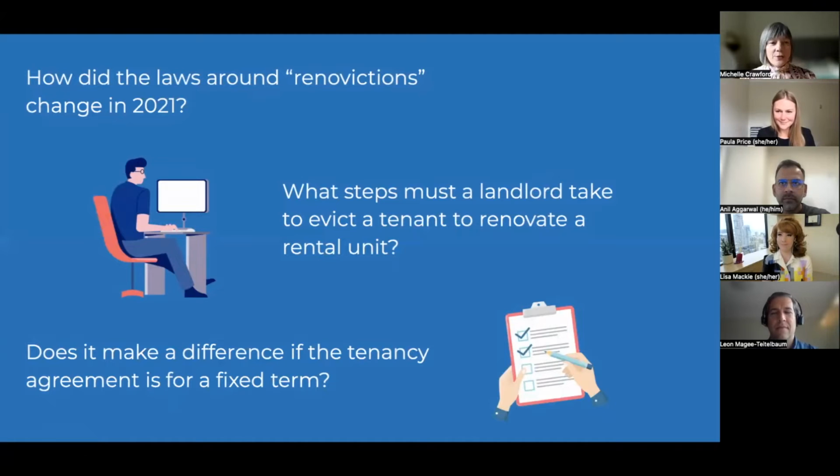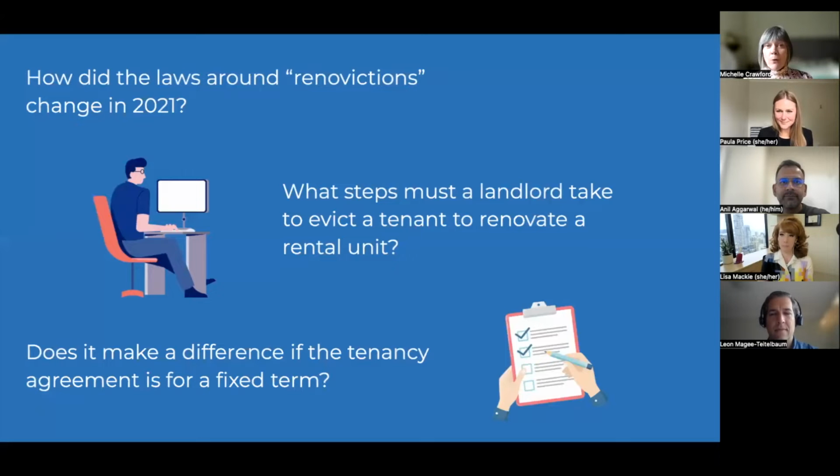Okay, yeah, so the law changed in July 2021. So before July, if a landlord wanted the unit to be vacant to complete repairs or renovations, they could give the tenant 4 months notice to move out. But the law was changed. So now if a landlord wants to evict a tenant to renovate a rental unit, they must apply directly to the RTB, the residential tenancy branch.